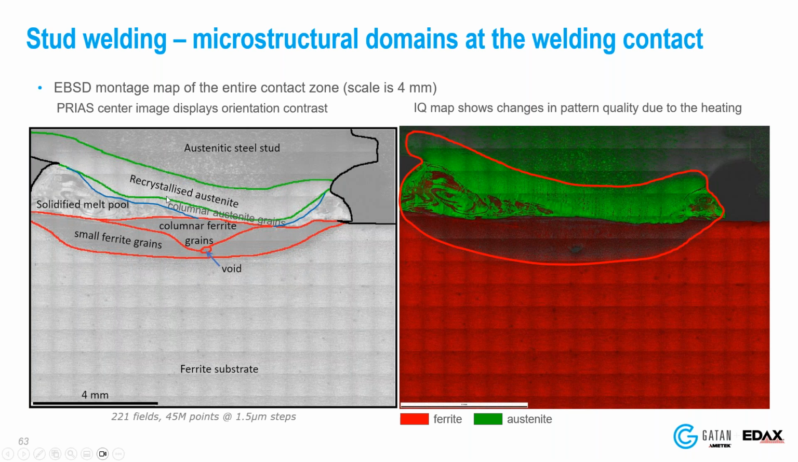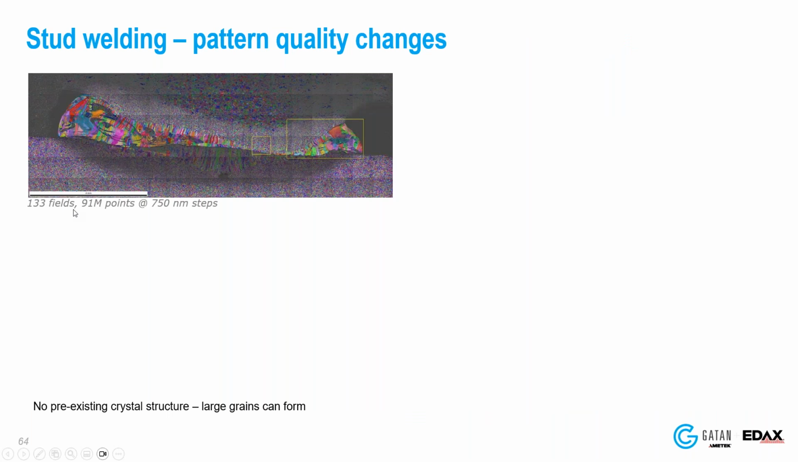There's the original stud, recrystallized austenite. I have some columnar austenite. There's columnar ferrite, very small grain ferrite, and there's a substrate, and then on both sides I have a melt pool. Now, what have we here? There's the EBSD map. So we can see the structure. And first of all, the dark area is caused by deformation. So it's very weak patterns compared to everything else. And this is caused by the welding, by the heating and then subsequent cooling.